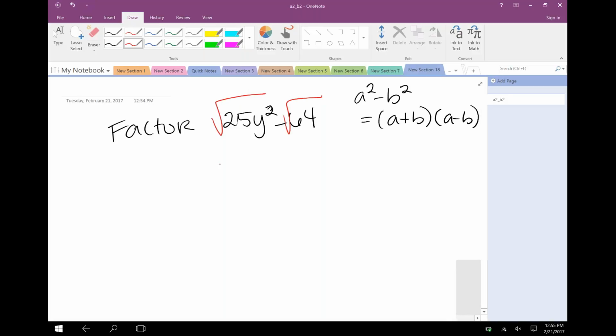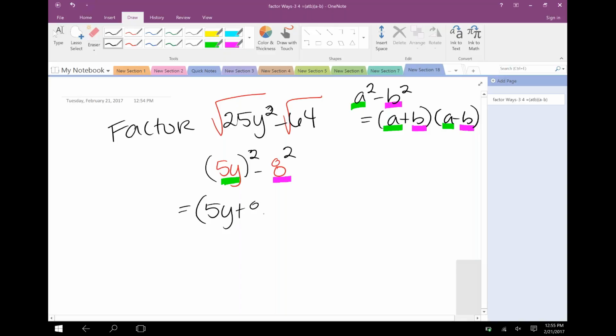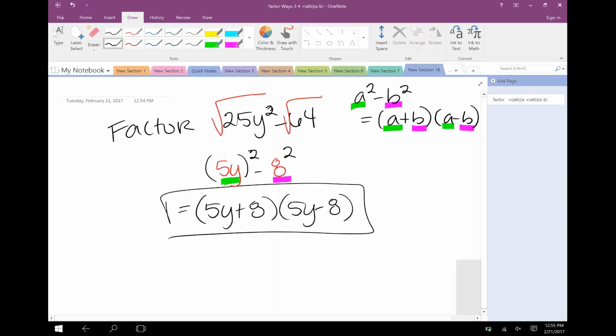So the square root of 25y squared is 5y. And the square root of 64 is 8. So this is actually 5y squared minus 8 squared. So then your a is 5y and your b is 8. So everywhere you see a, you write 5y. Everywhere you see b, you write 8. So that's going to be 5y plus 8 times 5y minus 8. And that is going to be your final answer there.